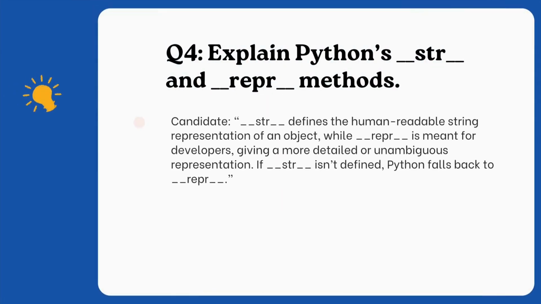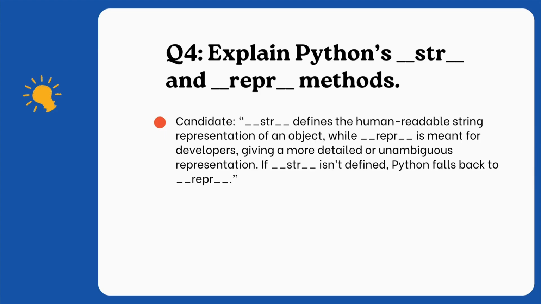Explain Python's __str__ and __repr__ methods. __str__ defines the human-readable string representation of an object, while __repr__ is meant for developers, giving a more detailed or unambiguous representation. If __str__ isn't defined, Python falls back to __repr__.